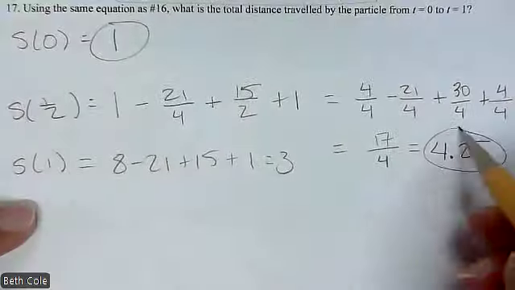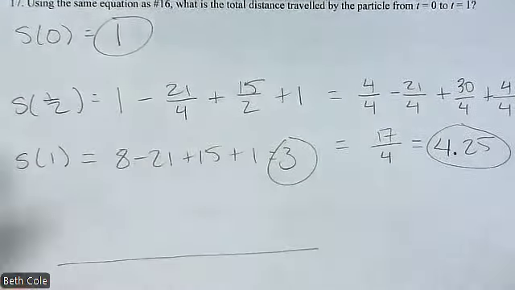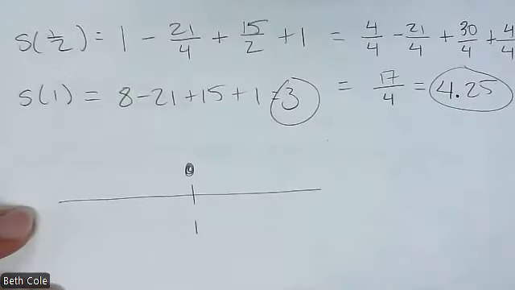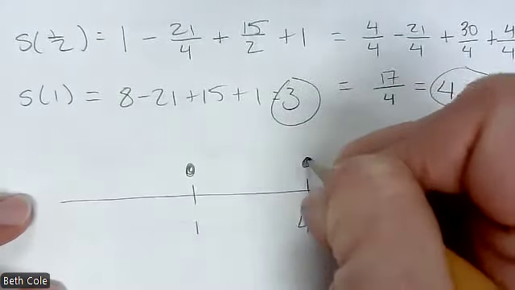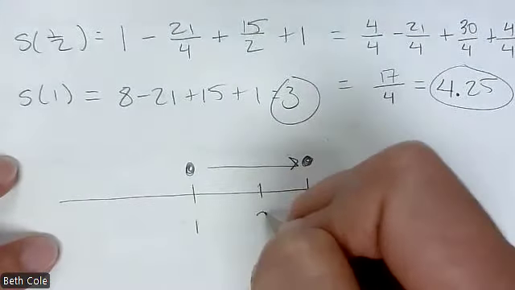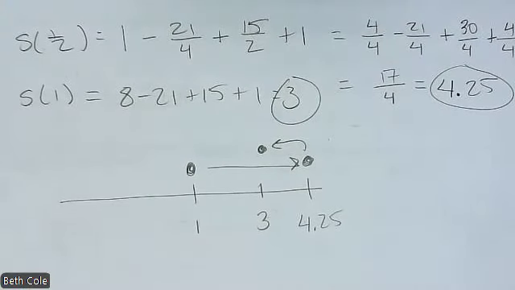So these are the results that we got. I like to draw the motion of it. I feel like that helps me. We start at 1. And then it goes to 4.25. And then it comes back to 3. If you don't want to draw that, it's not required. It's personal preference. I just feel like it only takes 10 seconds. And it helps you to see what's going on.